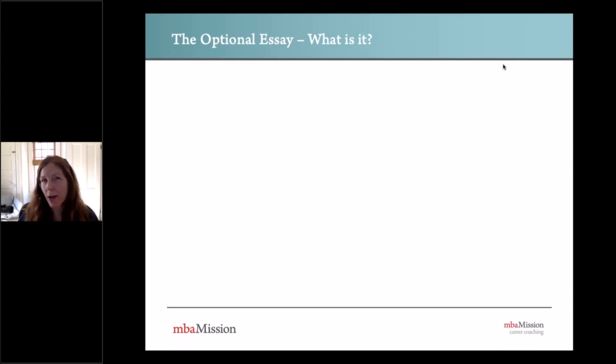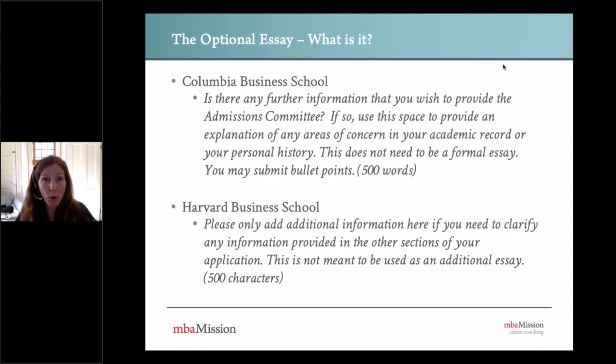So let's look at what an optional essay question can look like, and I've included 2. There are some clues in here, but it also shows you the range of what these questions can look like. So here's Columbia's. Is there any further information that you wish to provide the admissions committee? If so, use this space to provide an explanation of any areas of concern in your academic record or your personal history. This does not need to be a formal essay. You may submit bullet points. You have 500 words to do that.